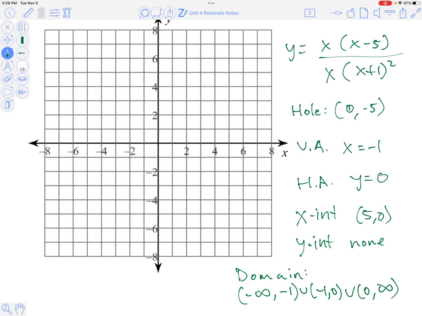All right, so our hole is at (0, -5). There's our hole. Our vertical asymptote is at x = -1. The horizontal asymptote happens to be at y = 0. The x-intercept is at 5. No y-intercept, right? So that's kind of it. That's what we've got. Okay, so remember, you've got to choose.